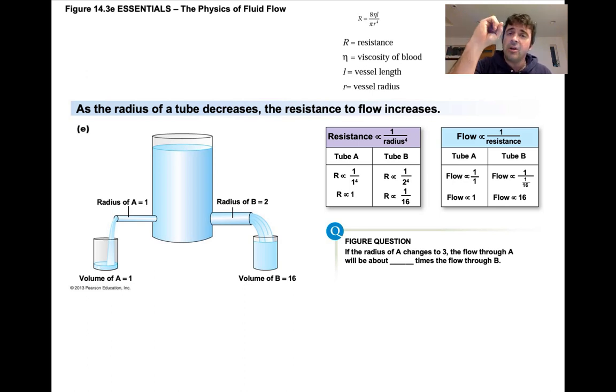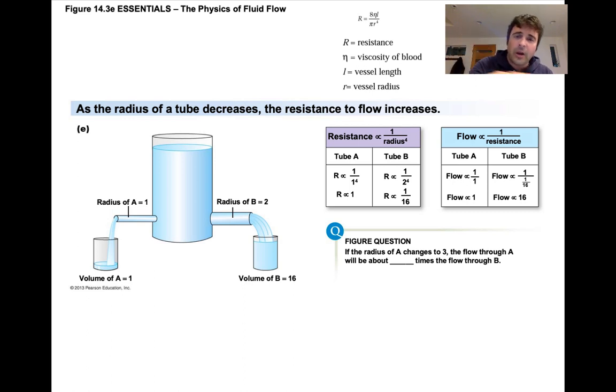So vasoconstriction increases resistance and therefore decreases blood flow. Because if there's more resistance to blood moving to a certain area, blood flow is going to decrease. Vasodilation, on the other hand, decreases resistance and therefore increases blood flow. So the way that we regulate the distribution of blood in our body, because blood isn't flowing to all of our organs and tissues at the exact same rate all the time, we direct blood or shunt blood to where we need it, is largely controlled by this idea of resistance. And resistance is really controlled by vasoconstriction or vasodilation.